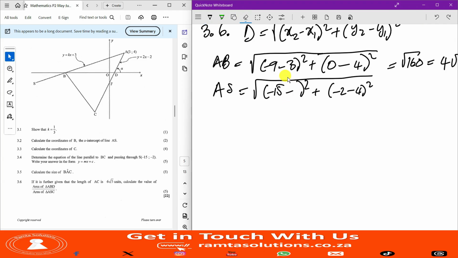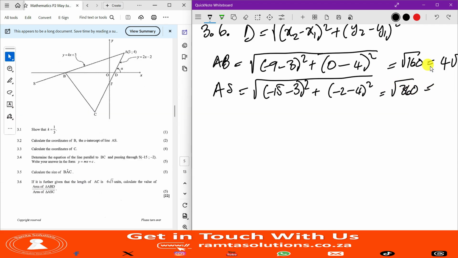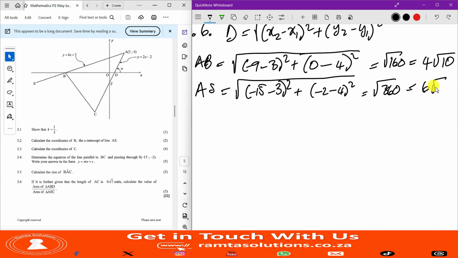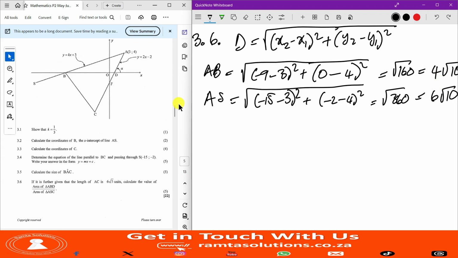So what do we have here? We have 18 squared is 324, plus 36, it's 360. If we take the square root of 360, we can say we have 6 root 10, isn't it? Yes, we have 6 root 10. Perfect. Now we are done.